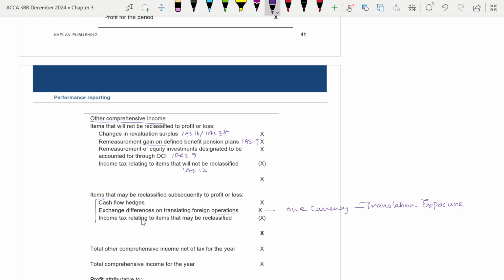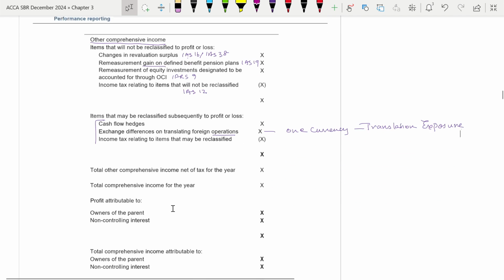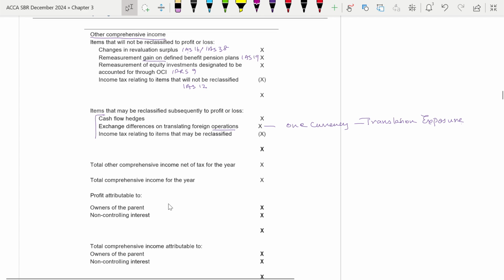Is that translation of two different currencies, you are having in dollars, you are having in euros, you are having in riyals. Then what will happen? Ultimately, you will have one consolidated statement. Then there will be some plus or minus income tax related to the items to be reclassified. Fine, we have to deduct it. Then you will have a total comprehensive income net of tax for the year.